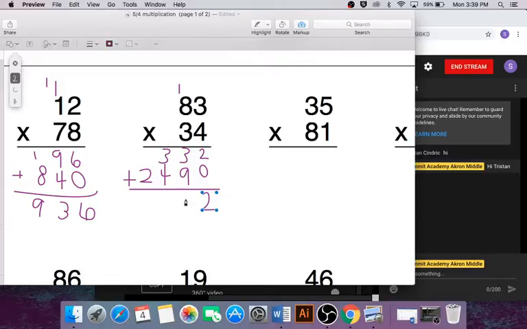3 plus 9 is 12. So we put down the 2. We're going to carry our 1. 3 plus 4 is 7. Plus 1 is 8. And then we don't have anything to add to our 2, so we're just going to bring that down. So our final answer is 2,822.